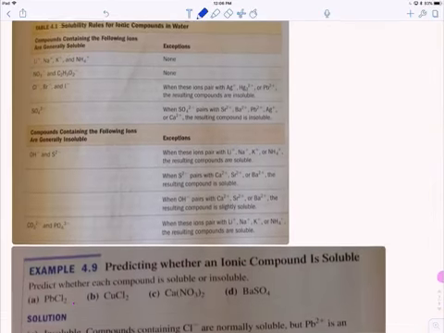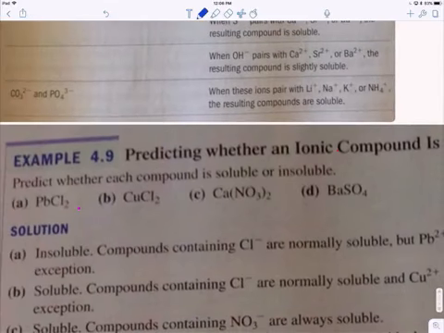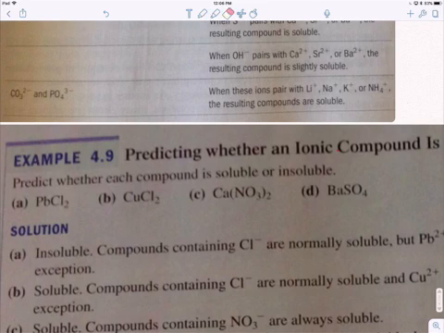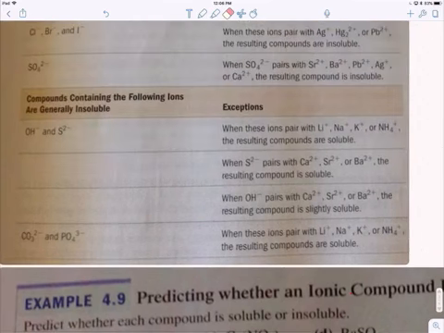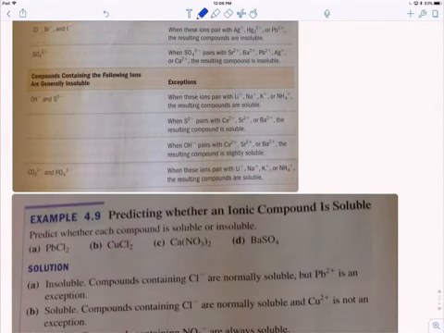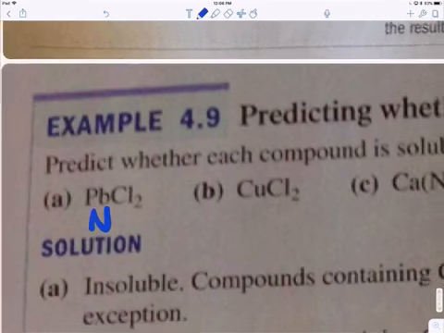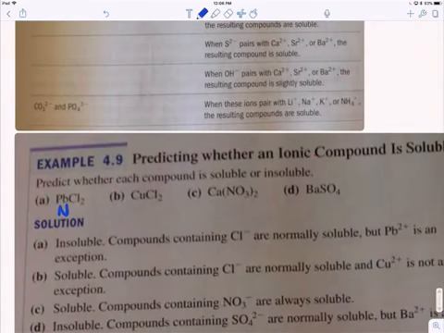Okay, so let's use this chart to do some things. Predict if this compound is soluble or insoluble. The first one here is lead chloride, with that pink dot there. So we go up to the chart. Chlorides tend to be soluble with the exception of lead. Since lead is an exception, this is no. I'm saying no, or I can say insoluble.